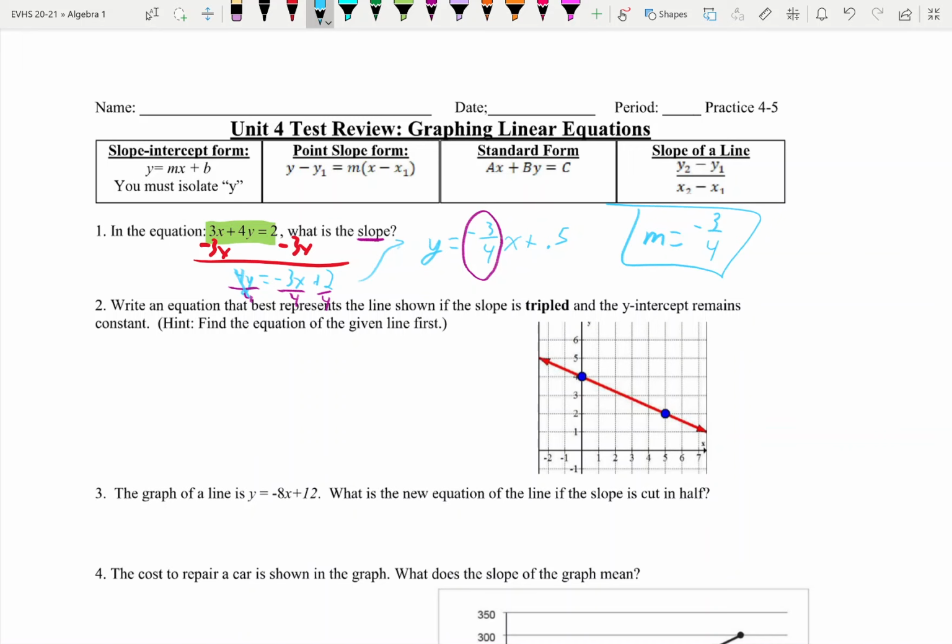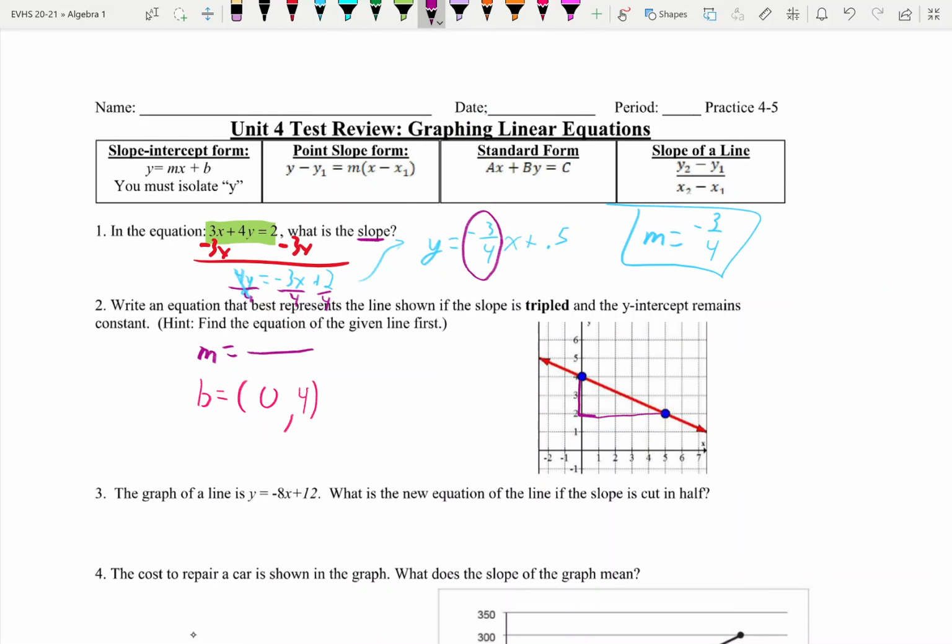Moving on to number 2, write an equation that best represents the line if the slope is tripled. So the first thing I need to do is write an equation of the line as it is. So I need to find my slope, and I need to find my y-intercept. I'm going to do the y-intercept first. The x-coordinate is always 0, and the y-coordinate is positive 4. Now, my slope is going to be a fraction, and that is rise over run.